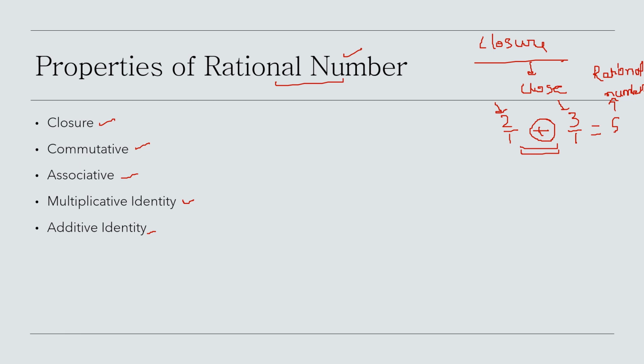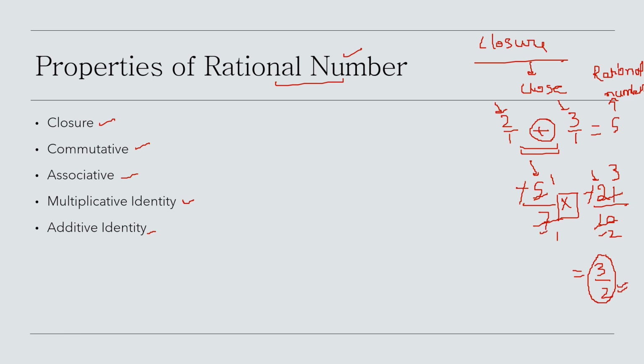Let's say if I have to check for the operation multiplication, I'm taking minus 5 by 7 multiplied by minus 21 by maybe 10. So minus gets cancelled with minus. 7 ones are 7, 7 threes are 21, 5 ones are 5, 5 twos are 10. You will see that even if it was a negative number, they are rational numbers, and now I'm getting a rational number. So I'll say that yes, for multiplication, rational numbers hold closure property, because when you multiply two rational numbers, you get a rational number in result.